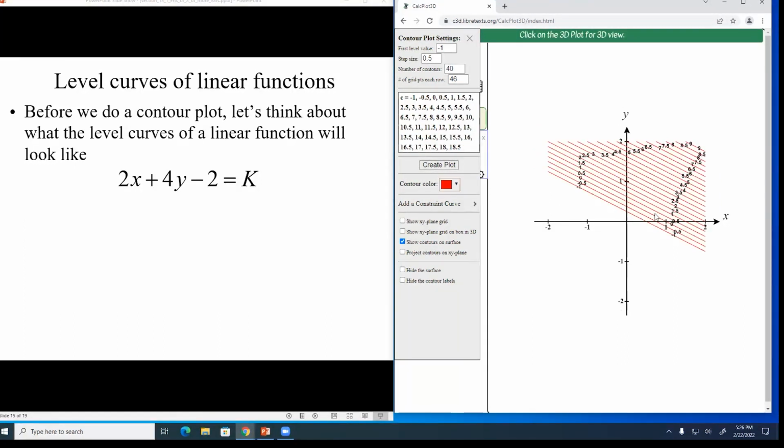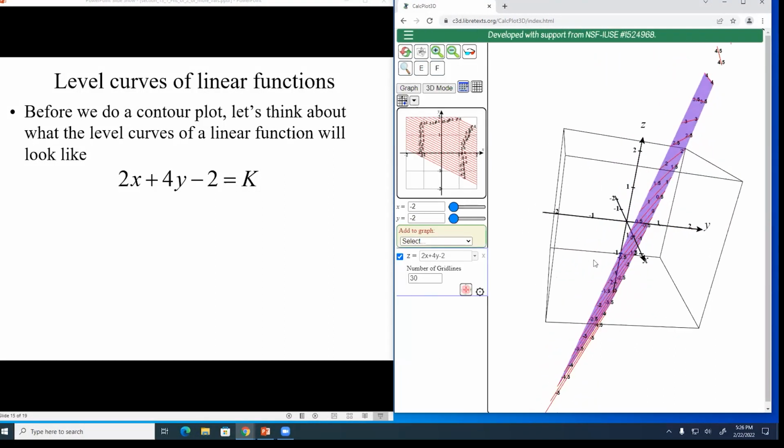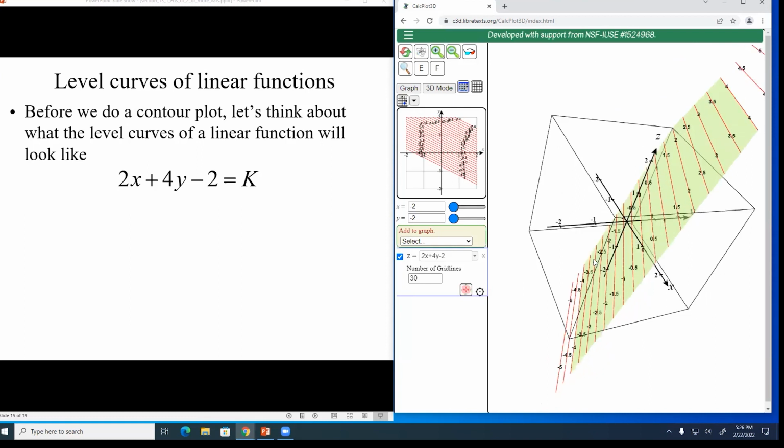There you go. Notice that the level curves for a plane are always going to be parallel lines. That's how you can recognize a plane from its contour plot. They're just parallel lines. Why? Well, because we have a constant rate of change. That's going to keep them all parallel.